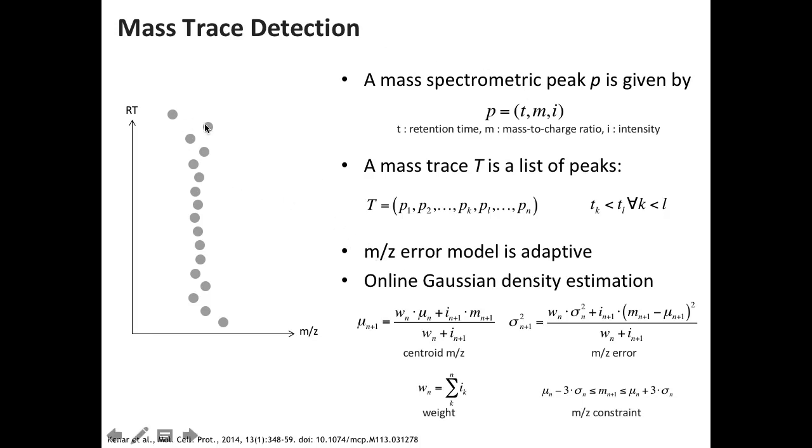The question is, when do you start collecting peaks and when do you stop collecting peaks? That is at the heart of that. I would like to give you an example. You see these dots here. These are all peaks that come from one mass trace. You have mass to charge ratio here and retention time there. Now, when you look at that, I can tell you that this here is the highest peak, and you can believe that or not.